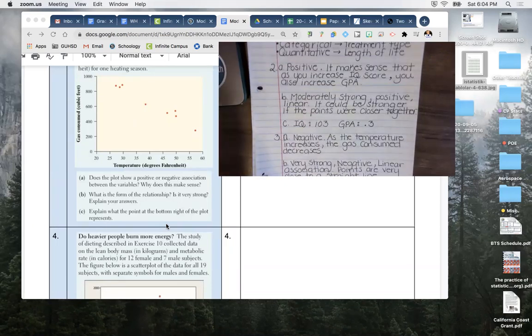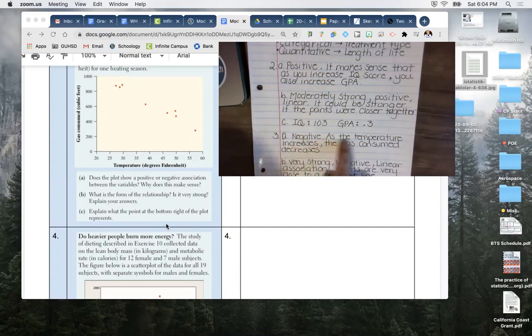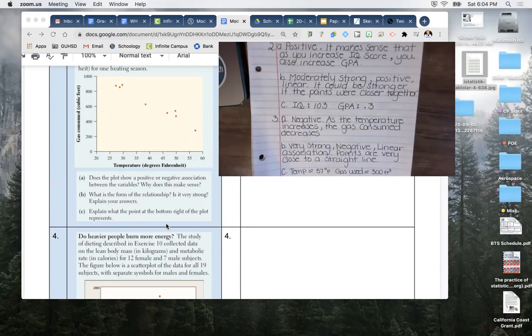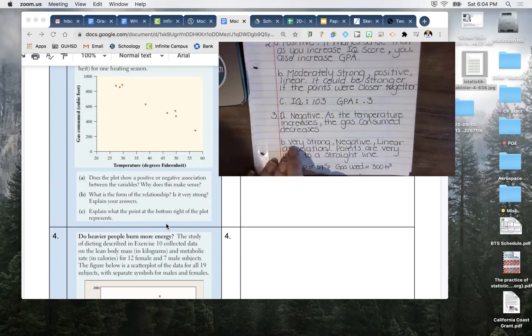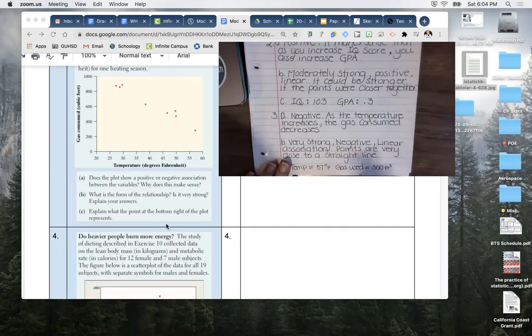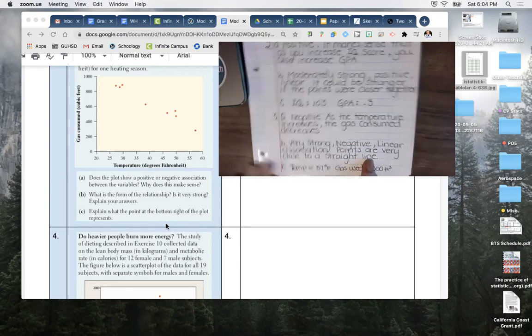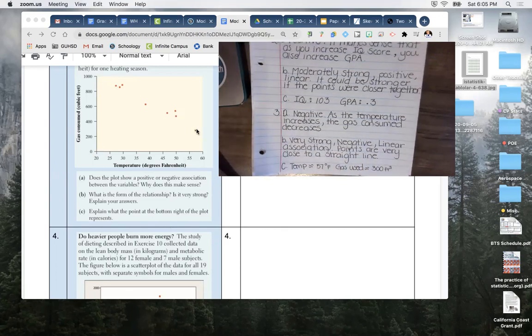Does the plot show a positive or negative association? Definitely a negative association. And it says, does that make sense? And yes, it does. As the temperature increases, the gas consumed decreases. In B, it says, what is the form of the relationship? Is it very strong? That's when you're asking about the association. So in this one, it's very strong, negative, linear. Those are the three words when I ask you to define it. So very strong, negative, linear association. And it explains why. The points are very close to a straight line in this one. I could pretty much sum them up if I did a straight line here. They'd be very, very close. So that means that they are strong. That's how we determine strength.